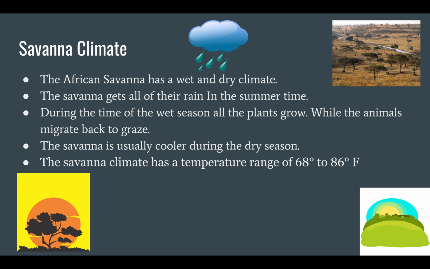The savanna climate. The African savanna has a wet and dry climate, like I talked about before. The savanna gets all the rain in the summertime. During the time of the wet season, all the plants grow while the animals migrate back to graze. The savanna is usually cooler during the dry season, which you would think it would be cooler during the wet season. The savanna climate has a temperature range of 68 to 86 Fahrenheit.